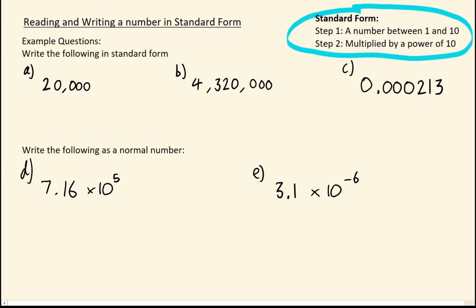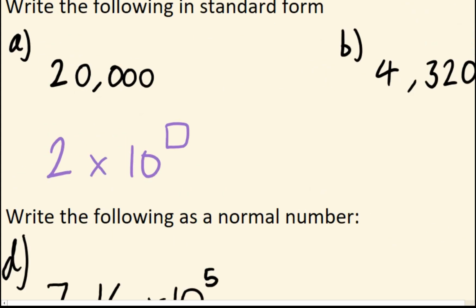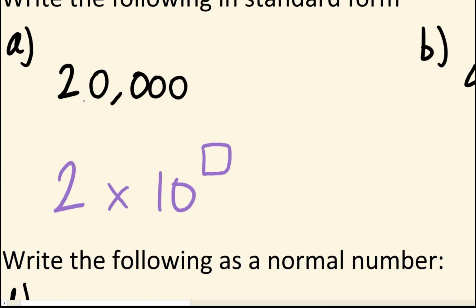For part A, I basically go to the front of the number, and so in this case 2 will be my number between 1 and 10. I then want to multiply it by 10 to some sort of power so that the whole thing equals 20,000. The way to work out the power, if we've got 2, that basically means the decimal point is going here, and the easiest way to do it is just count how many times it's shifted across, how many jumps there have been. So there have been 1, 2, 3, 4 jumps to the end of the number. So it'll be 2 times 10 to the power of 4. Okay?